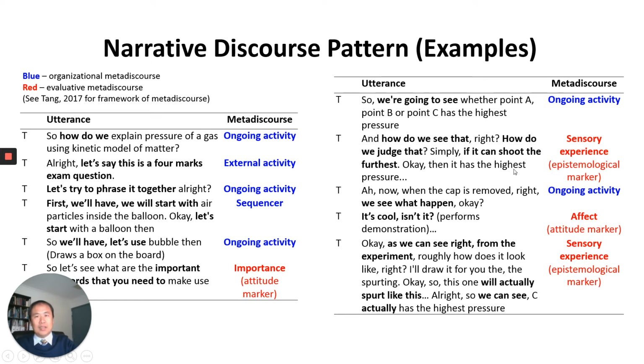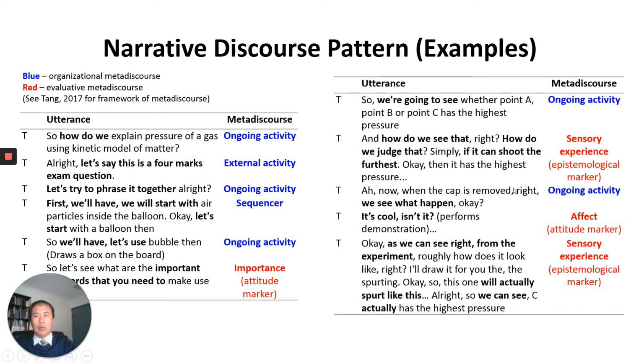The next line over here is interesting because here the teacher set up the criteria for judging the experimental result, which is based on whichever point can shoot the furthest. This is an example of an epistemological marker which establishes the evidential basis of our claim. And in this case, the evidence is based on the sensory experience, which is a kind of seeing is believing.